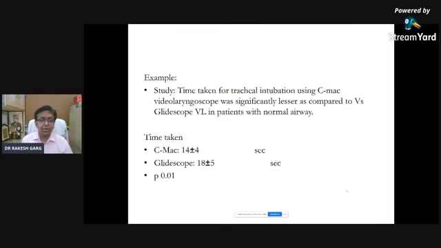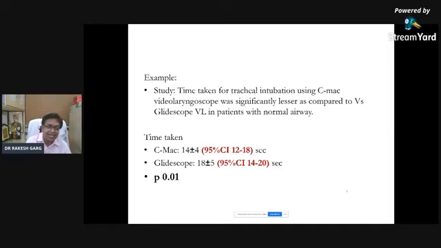Similarly, I just mentioned the confidence interval. Same example I will take. We have a time difference of 14 versus 18. Let's see the 95% CI here. Though the p-value is again significant, 0.01, if you see the 95% CI, the values are overlapping. In one, it is 12 to 18 seconds. In the second, it is 14 to 20 seconds. So this means your study is inconclusive. You are not very sure whether CMAC has actually lower time than the glide scope because your confidence interval is overlapping. Even though your p-value is significant, your conclusion would still be that the study remains inconclusive.